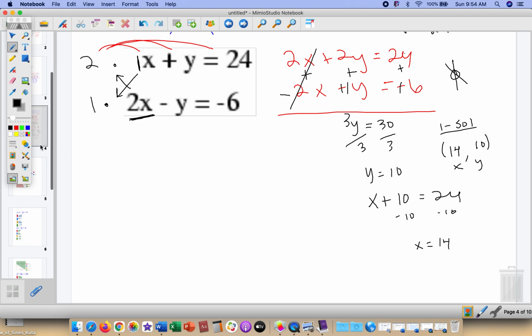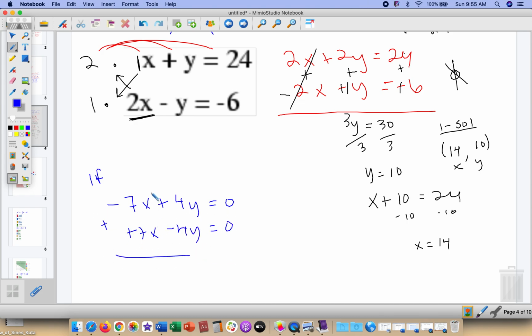Now, just want to remind you guys, if you had a problem like this, negative 7x plus 4y equals 0, and you had positive 7x minus 4y equals 0, and when you started to eliminate, everything canceled. On one side you have 0, and on the other side you have 0. If everything cancels and it's a true statement, 0 equals 0, 5 equals 5, then that means many solutions, because it would be coinciding lines, same.